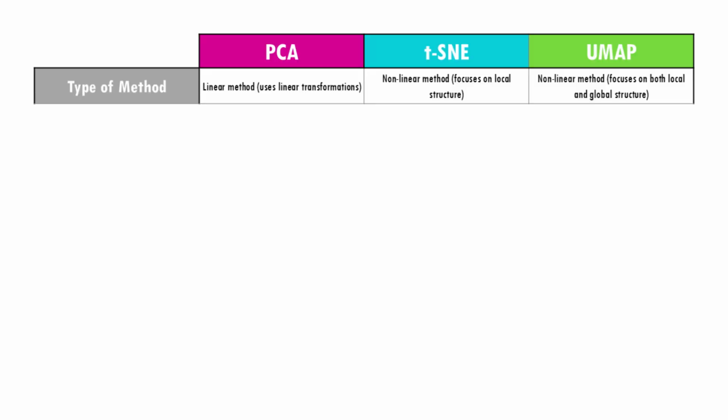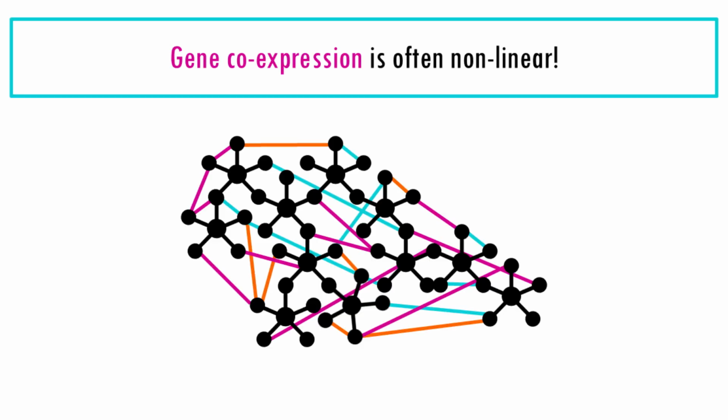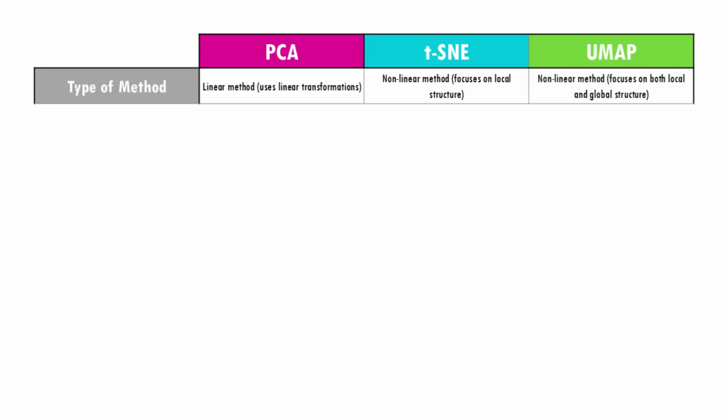When working with data, linear methods like PCA are useful when the data's underlying patterns follow straight-line relationships, while nonlinear methods like t-SNE and UMAP are better for capturing more complex, curved or intricate patterns in the data. In the case of gene expression, we know that the relationship between the expression of most genes is not linear, meaning a change in the expression of one gene does not mean a constant change in the expression of another gene. So that tells you a bit more about how PCA works versus t-SNE and UMAP.